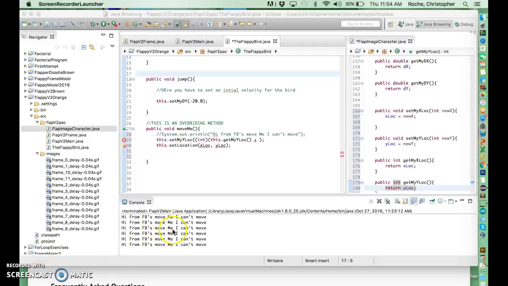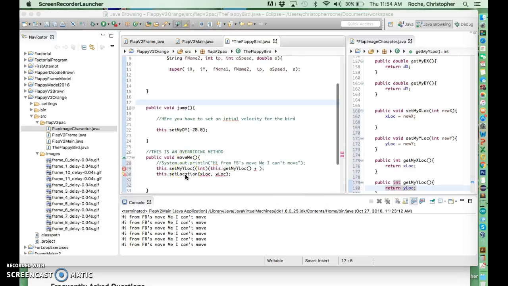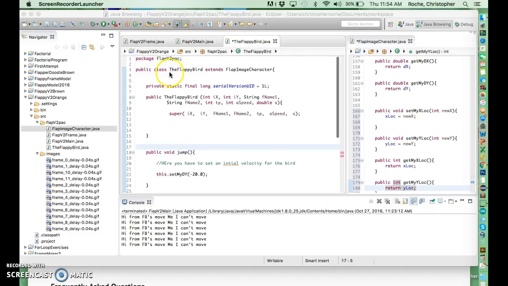Okay. Hi, we're back with the Flappy Birds. We are almost ready to get the bird to jump here. Some of this you're going to have to figure out yourself for homework, but I'm just trying to show you what you can do with this.